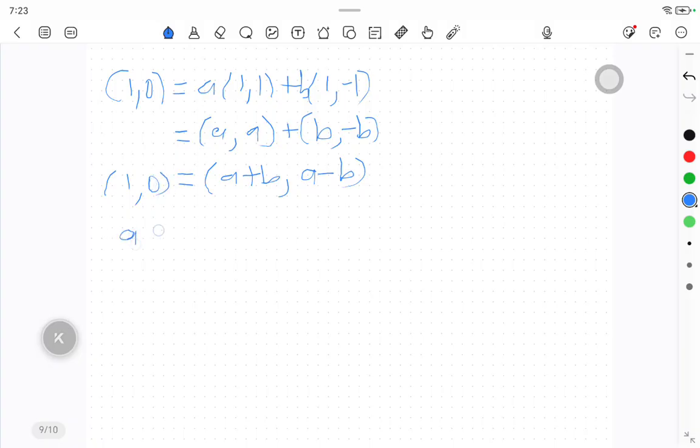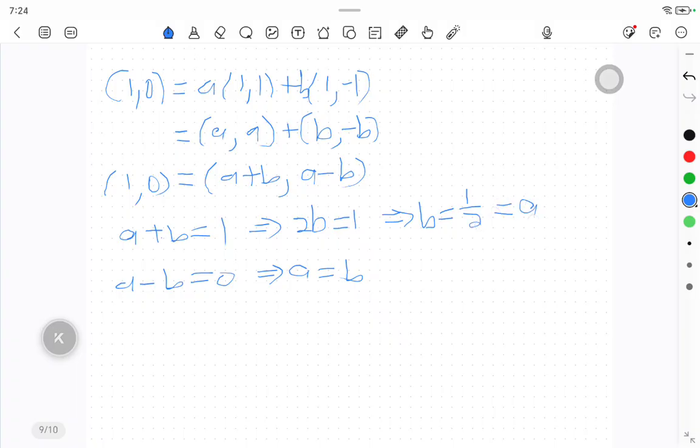Then we have that A plus B is equal to 1, and also that A minus B is equal to 0. Then here we have that A is equal to B. Then we substitute here. If A is equal to B, we're going to have 2B equal to 1, which implies that B is equal to 1 over 2, which is also equal to A. So we found the first one, and if I name this V1, it's written like this.